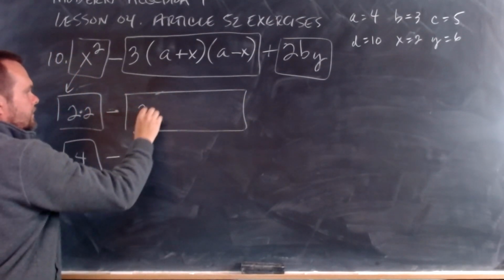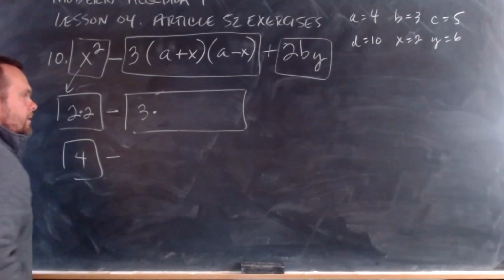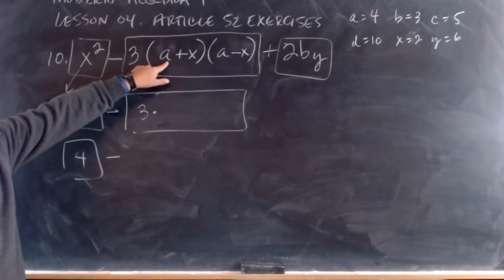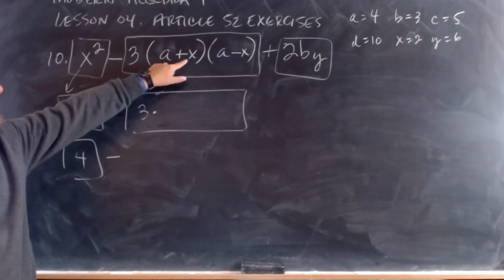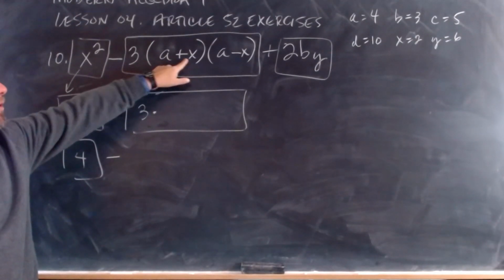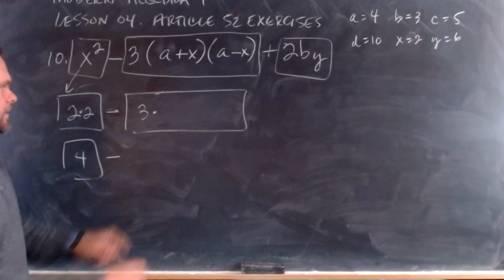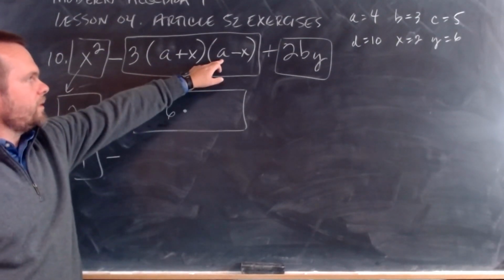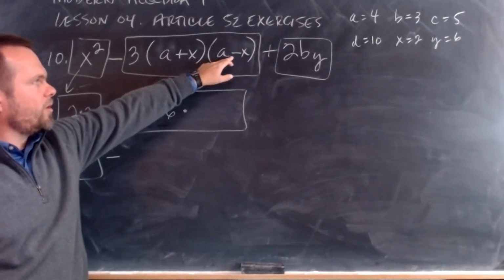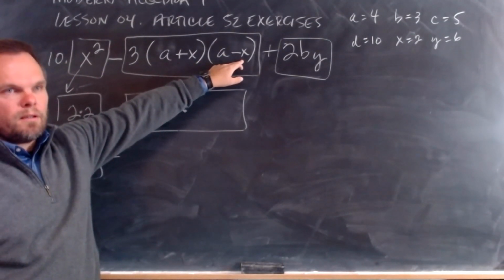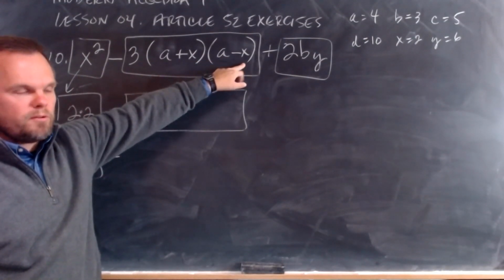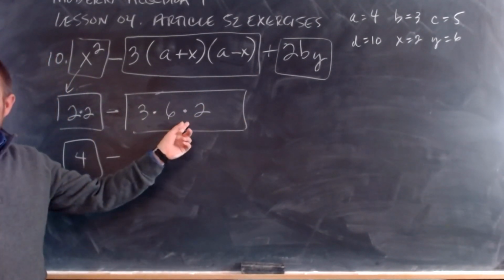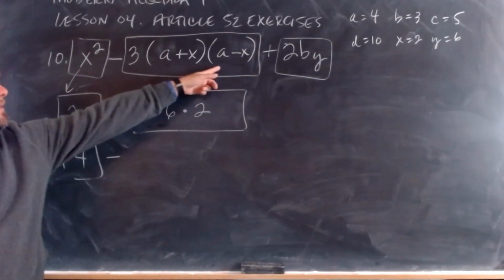3 times the quantity a plus x. So what is a? 4 plus x. What is x? 2. 4 plus 2 is 6, 3 times 6. What's the value of a? 4 minus the value of x, 2. What's that quantity equal to? 2. Is that complicated? That's all that says.